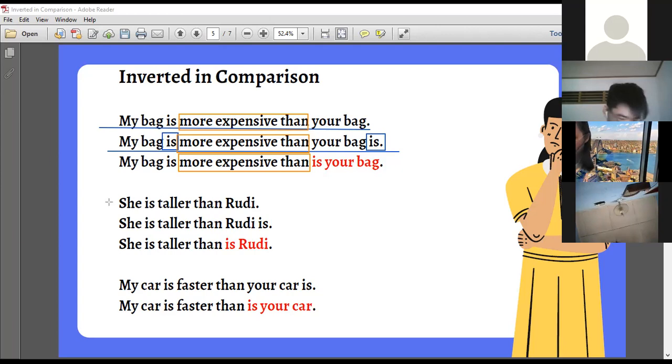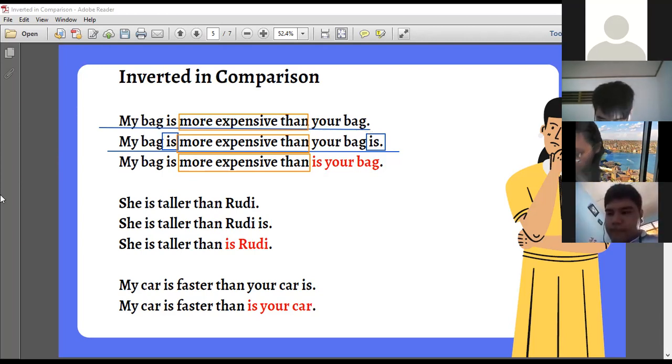Kan gitu. Okay. Nah, so the inverted cases is this one. Look at this one. My bag is more expensive than your bag is. My bag is more expensive than your bag. Do you guys think they are different in meaning? Yang pertama dan yang kedua. What about students? Do you guys think they are different? They are not. Yeah. So look at this.